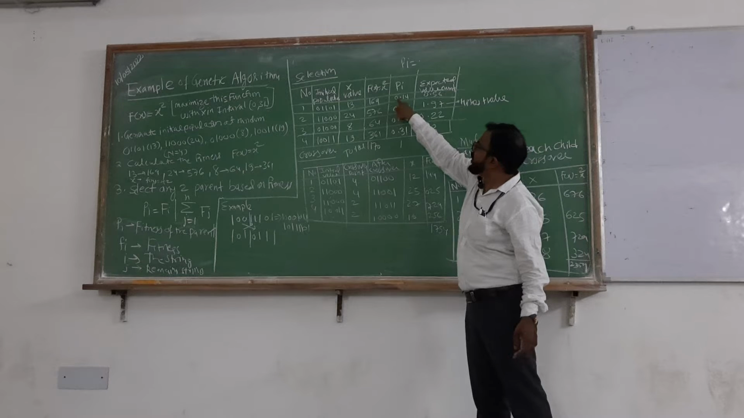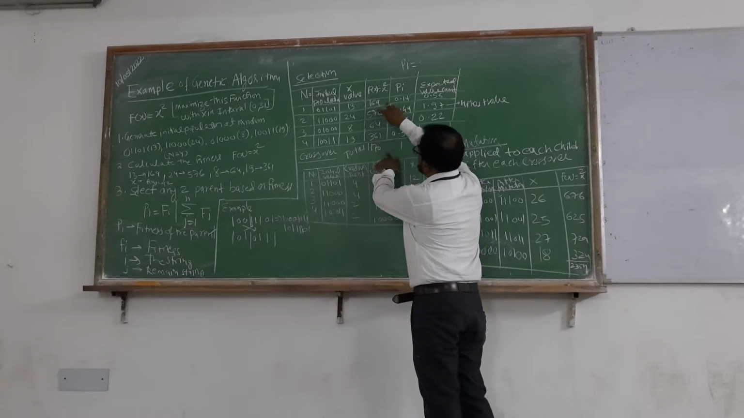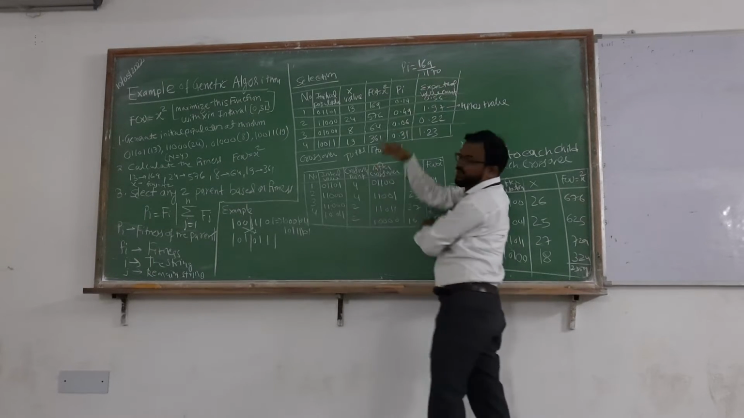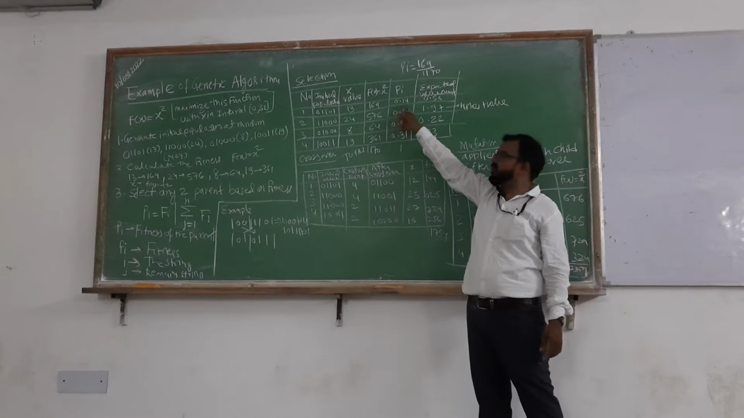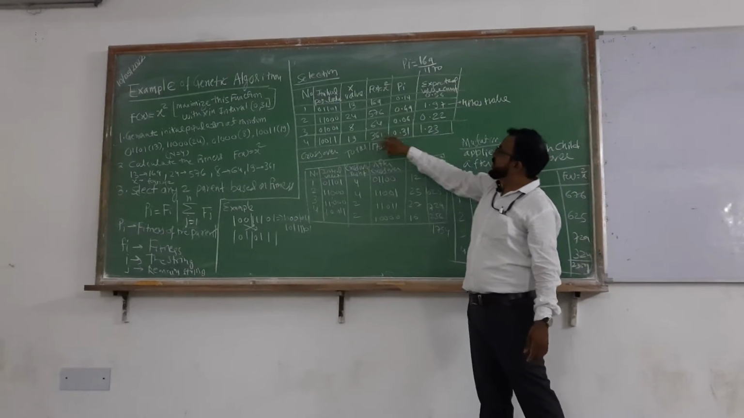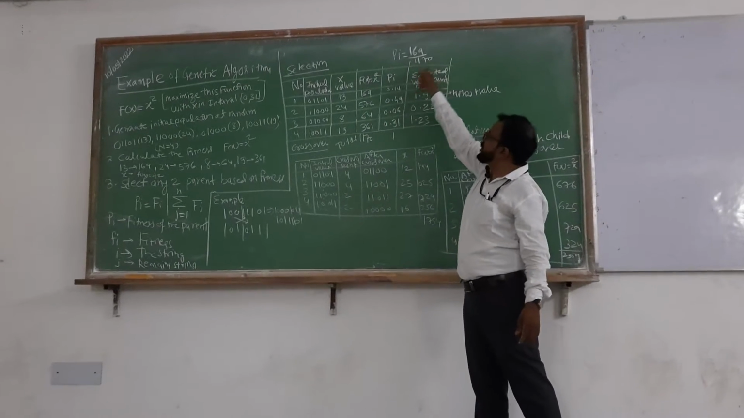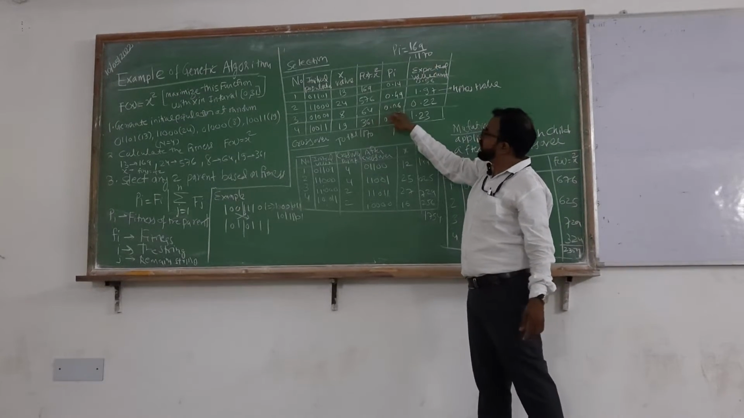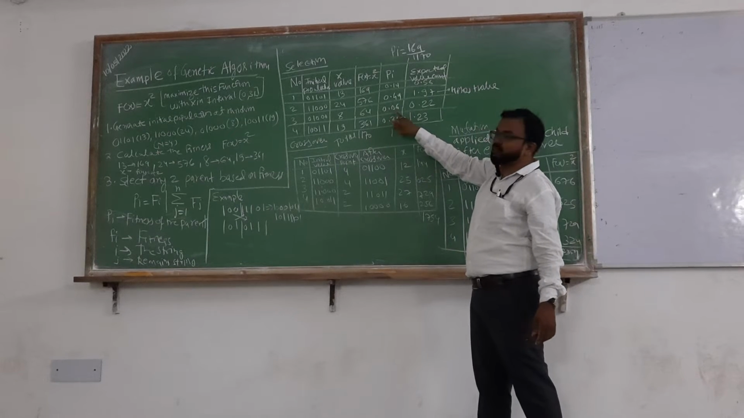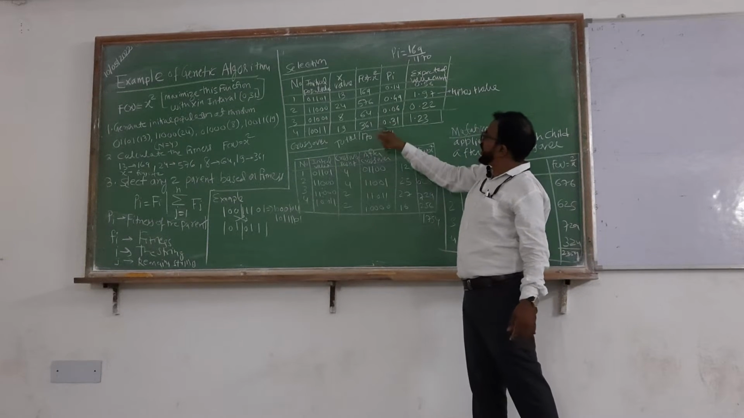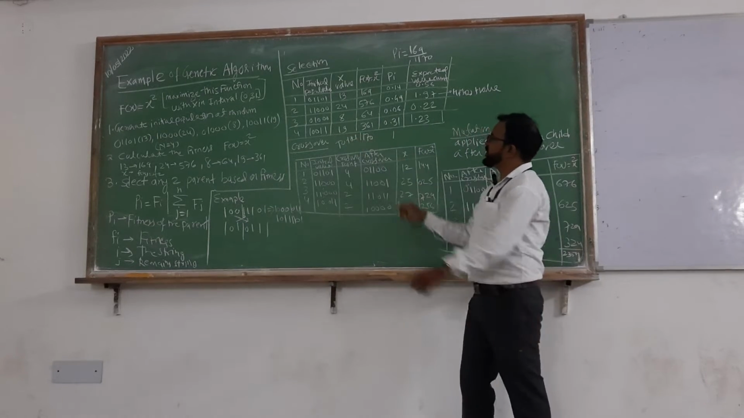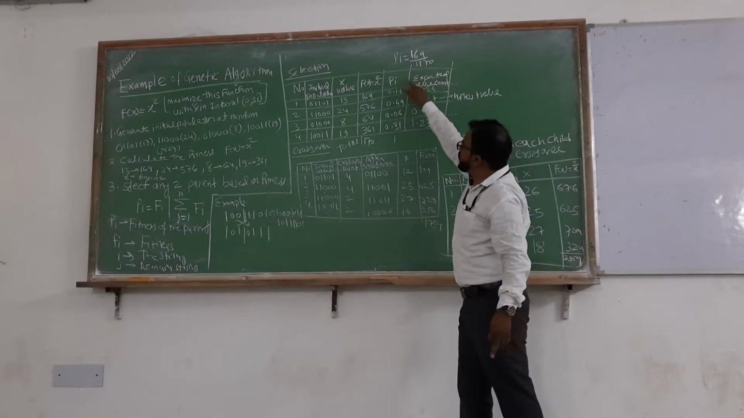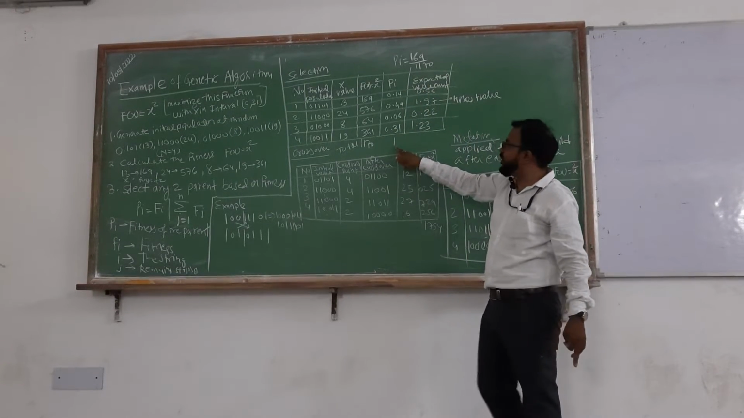How do you calculate pi? For this row you will calculate 169 divided by 1170. So it gives pi is equal to 0.14. Similarly, 576 divided by 1170 will give 0.49. If you take 64 divided by 1170, you will get 0.06. If you take the value 361 divided by 1170, you will get 0.31. So again, if you take the summation, you will get the value of 1.